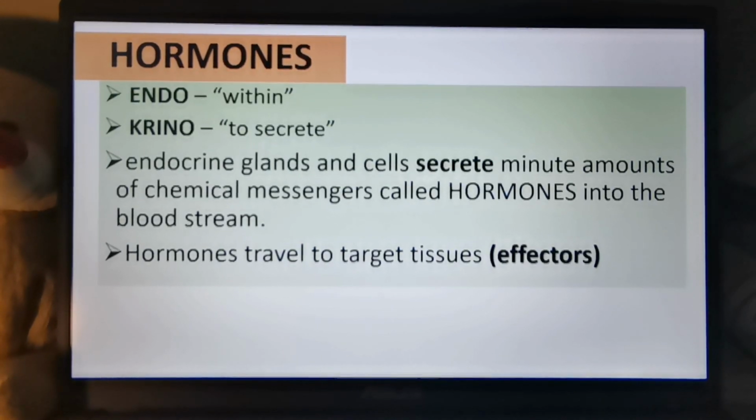Okay, the word endocrine comes from the terms endo and crino. Endo means within, sa loob. Crino means to secrete or magpalabas. Endocrine glands and cells secrete minute amounts of chemical messengers called hormones to the bloodstream. Hormones travel to target tissues. So, ano bang target tissues? For example, ang hormones, nagta-travel siya papunta sa heart mo, nagta-travel siya papunta sa muscles mo, sa kidney, sa liver, ganyan.